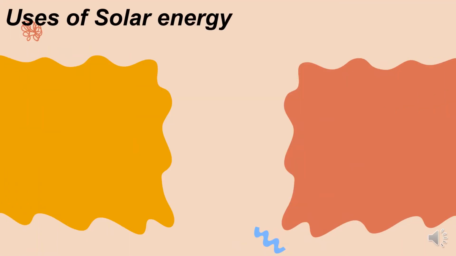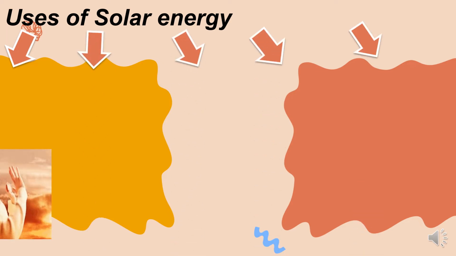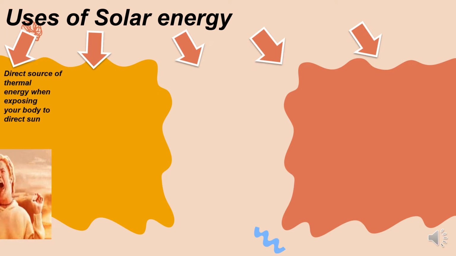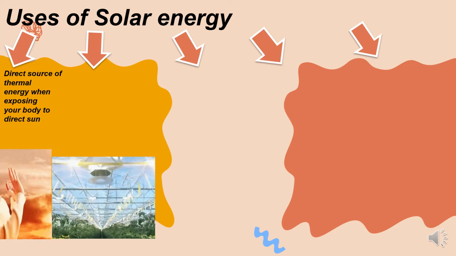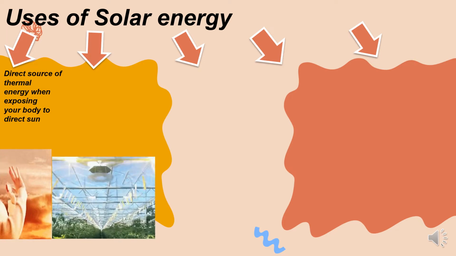Now, let's learn some interesting information about the uses of solar energy. We have a lot of uses of solar energy. Number 1, think with me, grade 4. From the picture, what do you notice? Excellent, grade 4. It can be used as a direct source of thermal energy when you expose your body to direct sunlight. And also from that picture, what do you notice?